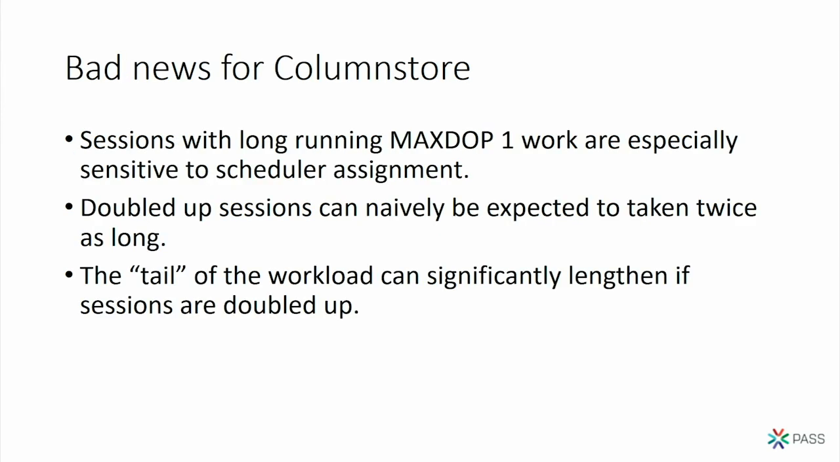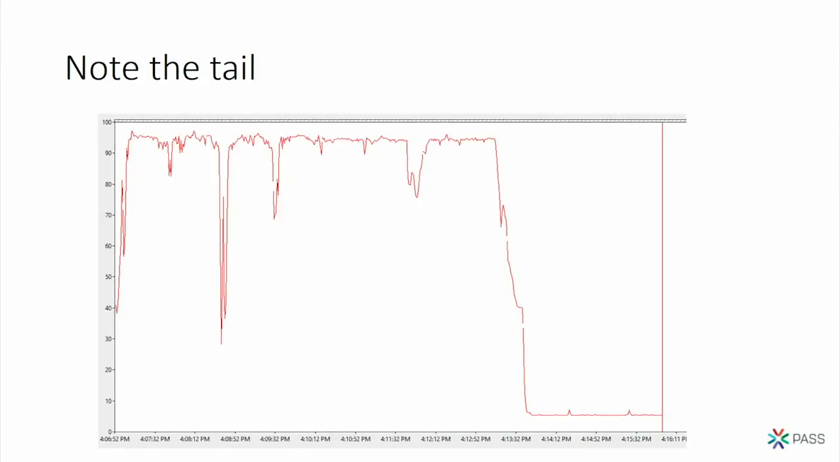This is especially bad news for our workload, because I've got long-running MAXDOP 1 queries, which are especially sensitive. So if you think about it, let's say I have a query that has 300 seconds of work to do, MAXDOP 1. If it gets doubled up on a scheduler, it has to fight for time on that scheduler. So if it only gets 50% CPU, it's going to take twice as long, which is why you see this tail.